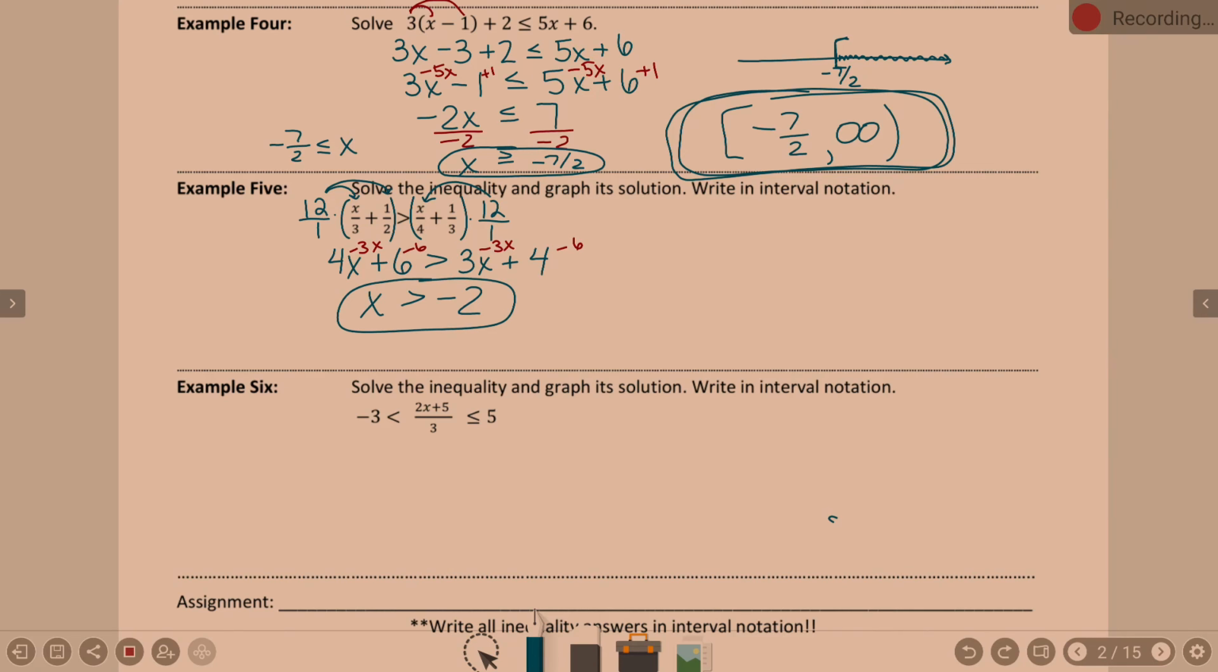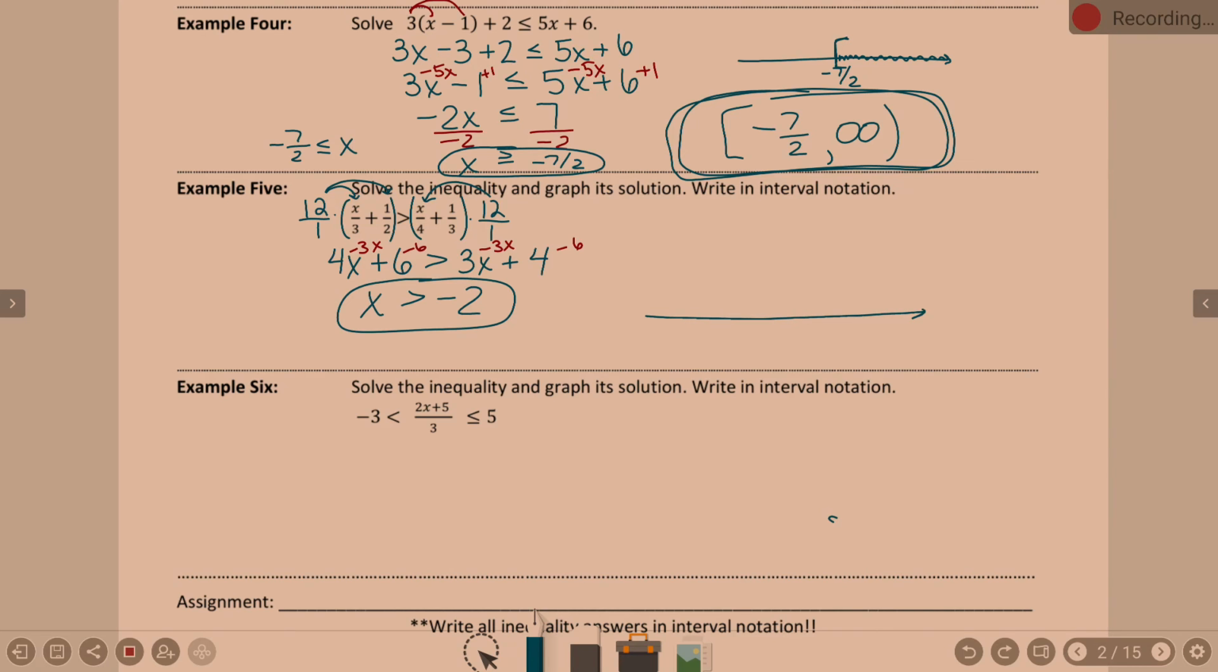Okay. I boxed my answer out of habit, but is that the answer I want? No. That's an inequality. When it has less than or greater than, it's an inequality. This is asking for interval notation, and it's asking for a graph. This one's officially asked for a graph.